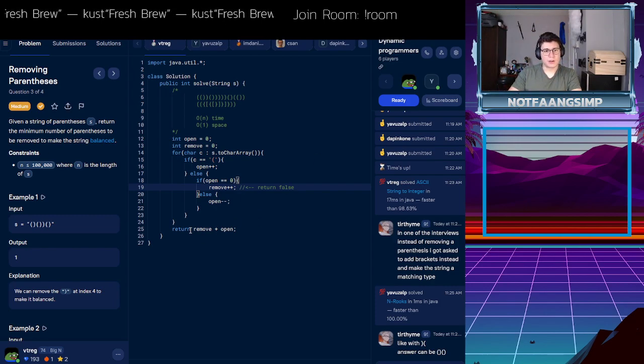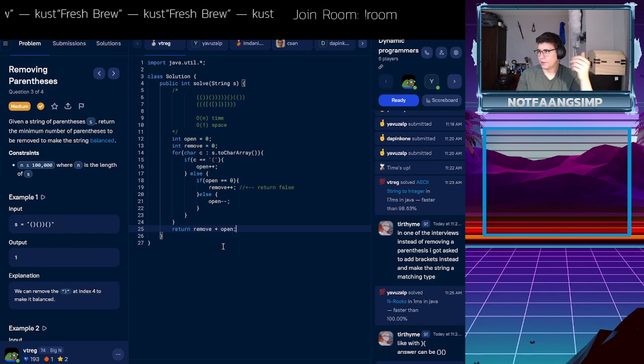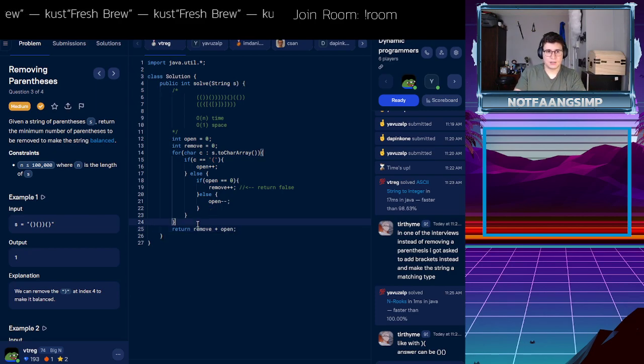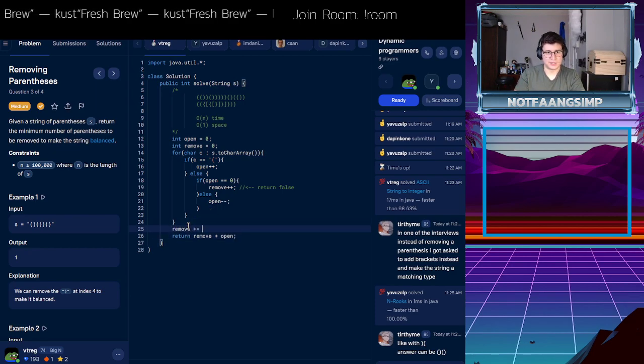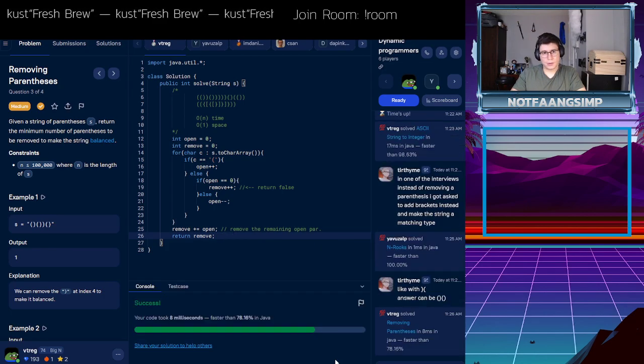So on the return, we return the amount that we had to remove along with the remaining number of open parentheses, because for it to be balanced, every open has to have a close. And if there's any open remaining, that means those also make it unbalanced. So we go ahead and remove those as well. We could reasonably just down here say remove plus equals open to say remove the remaining open parentheses. And then here we can just return that. That might make it a bit easier to understand, but overall pretty good problem.